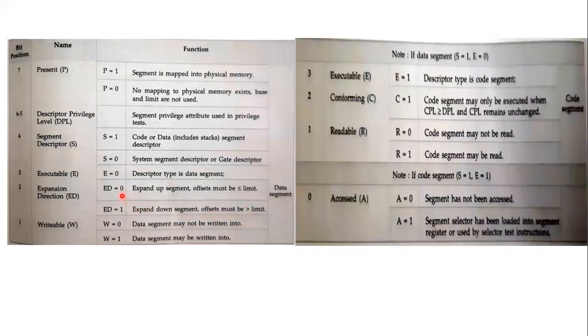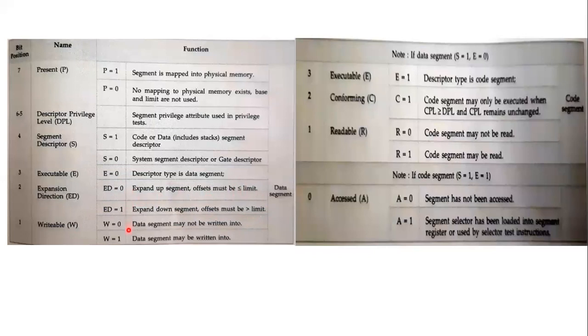I'll tell you a very key point to remember this bit. When your ED is 0, your limit is less. And when your ED is 1, your offset and segment are greater than the limit. And ED 0 means what? Offset and segment are less than the limit. So 0 is less and 1 is greater.